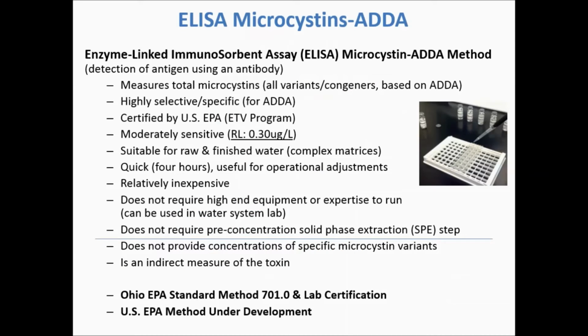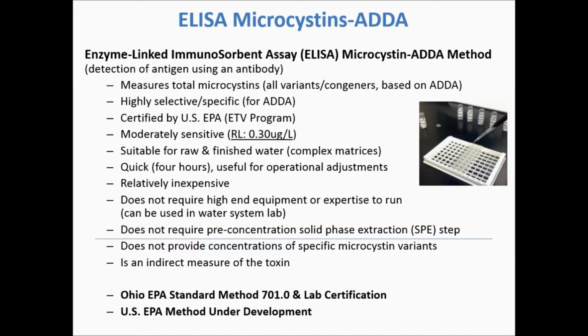Ohio EPA has incorporated the ELISA microcystin ADA method into our rules. It detects total microcystins based on that ADA structure. I should note that not all ELISA methods will detect total microcystins. Assays based on antibodies raised on portions of the microcystins ring or specific variants will not be as cross-reactive for all microcystins. So that is why Ohio EPA is standardized on using the microcystin ADA assay.